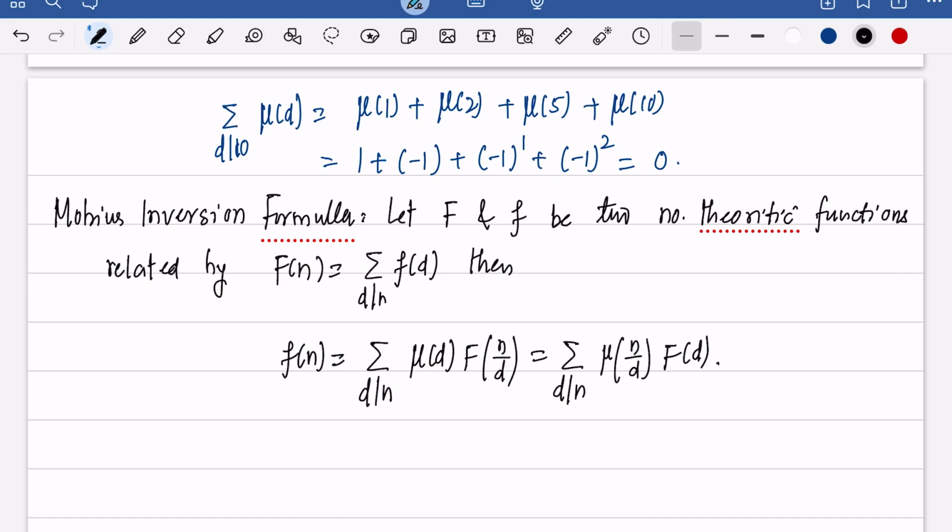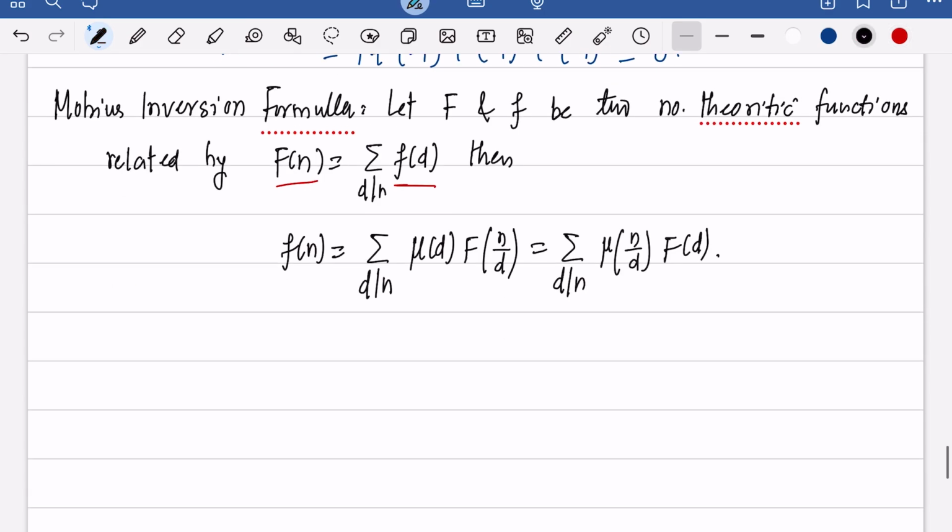So here we need to understand it properly. We are given two number theoretic functions, capital F and small f, related by this relation. Here we have capital F of n on the left hand side and small f of d on the right hand side. This sum is running over the divisors of n. Then using the Mobius function, this small f of n is defined as summation d divides n mu of d into F of n by d. So that is the Mobius inversion formula. And similarly mu of n by d into F of d.